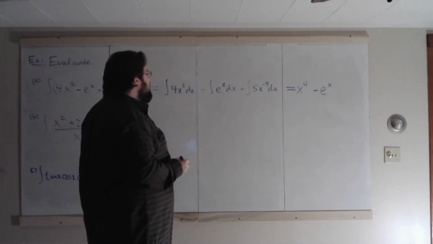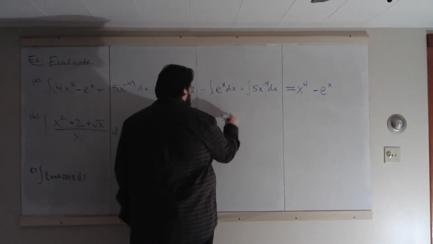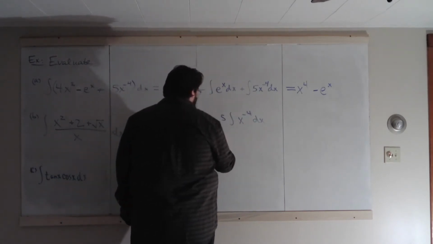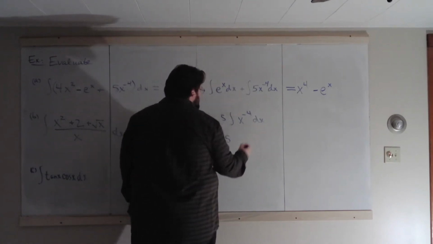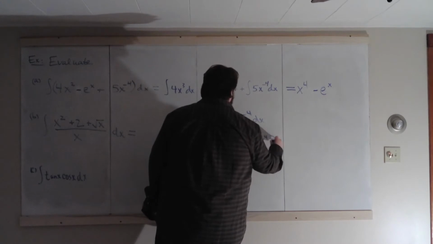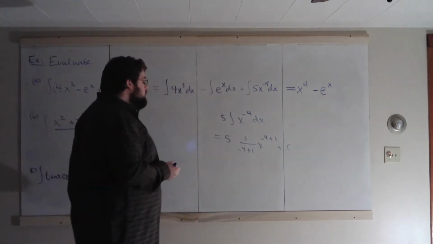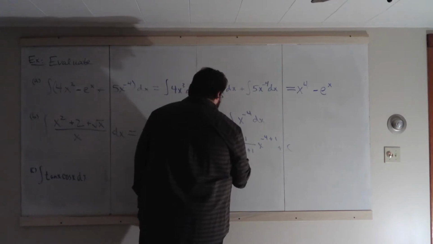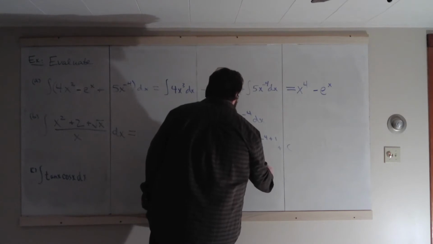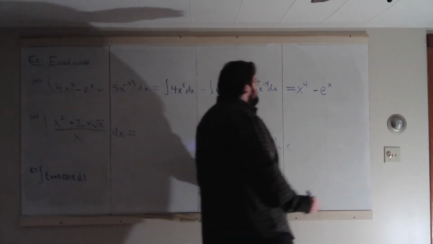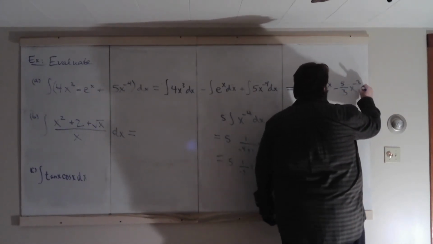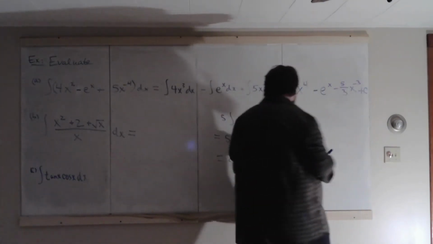How about this last piece, 5x to the negative fourth? Well, let's do that on the side. 5x to the negative fourth with respect to x equals what? 5 times 1 over negative 4 plus 1 x to the negative 4 plus 1, and then a plus c. What's negative 4 plus 1? Negative 3. So we have 5 times 1 over negative 3, x to the negative 3, and then plus c. So we have negative 5/3 x to the negative 3, and then at the end we need a plus c.